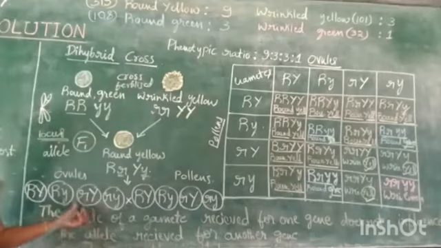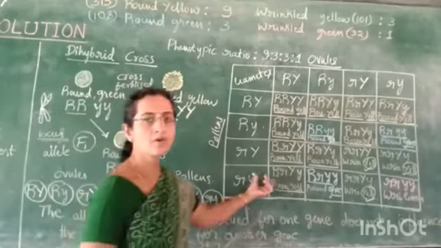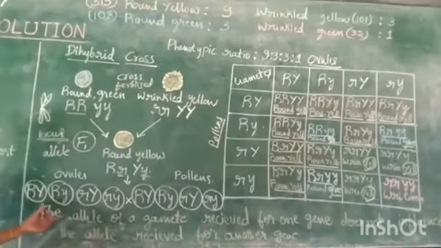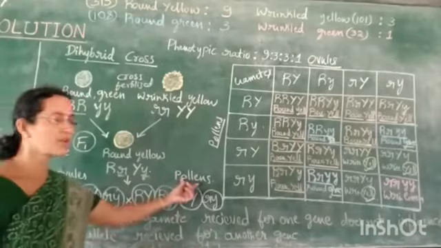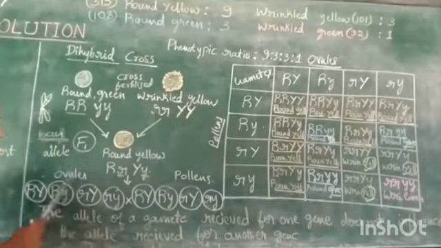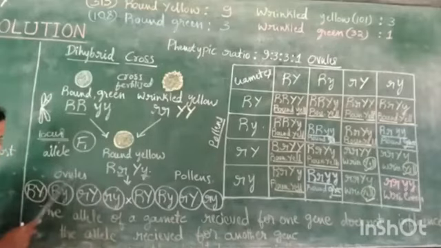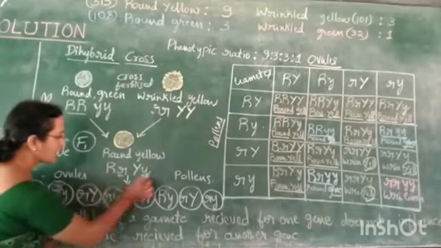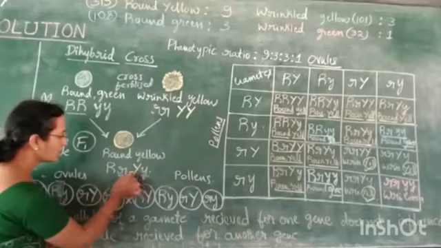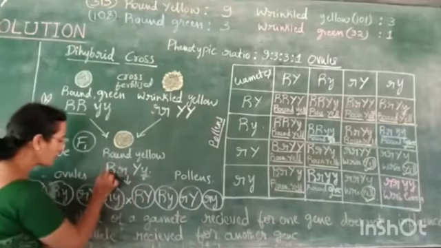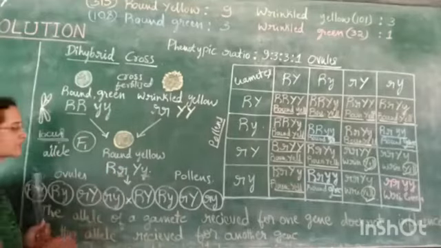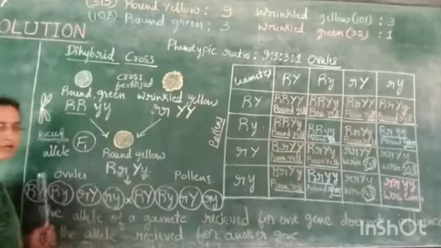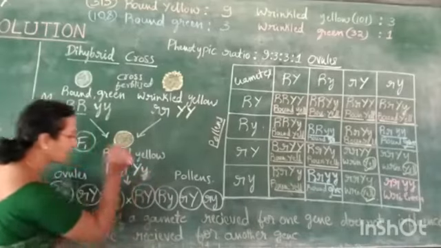For this we have to use a checkerboard for the various combinations of the gametes present in the ovules and the pollens. Ovules and pollens are said to be the gametes. The ovules consist of these combinations. Here you can see the F1 generation plant having both the factors of the characters. Capital R denotes the round nature, whereas the small letter r denotes the wrinkled nature. Capital Y denotes the yellow color, whereas small y denotes the green color.